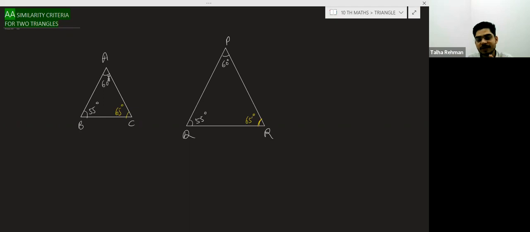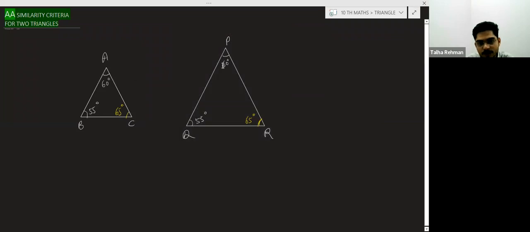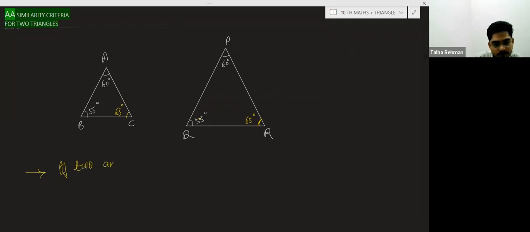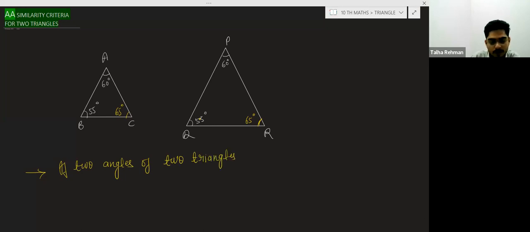So here also, in this triangle and in this triangle, angle A is equal to angle P, angle B is equal to angle Q, and angle C that we found with the help of these two angles is equal to angle R that we found with the help of these two angles. So we can write, if two angles of two triangles are equal, then these triangles are similar.